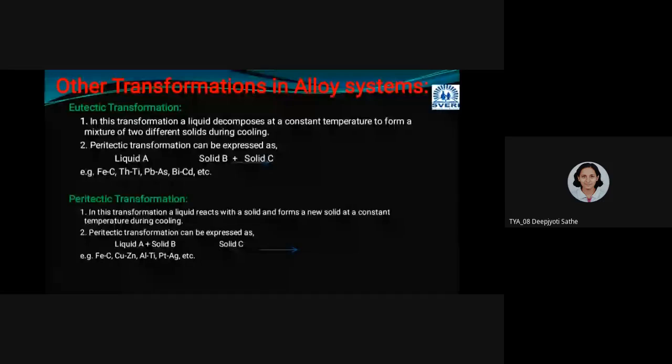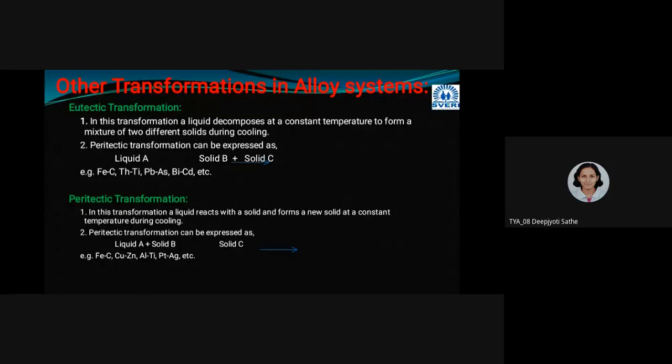Then the peritectic transformation. What is peritectic transformation? Here, one liquid will combine with one solid and they will give rise to a third new solid. This is the peritectic transformation. During the cooling process at a particular constant temperature, one liquid will combine with one solid and they will form a new third solid. Some examples again I am mentioning here: iron carbon alloy, copper zinc, aluminum titanium, platinum and silver.